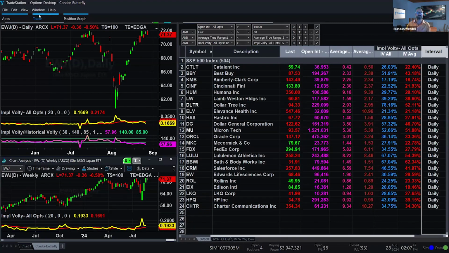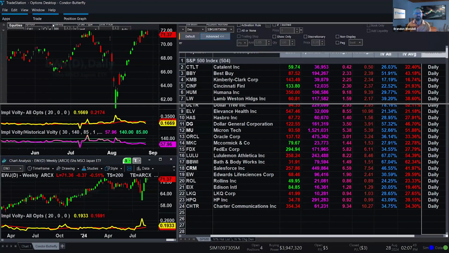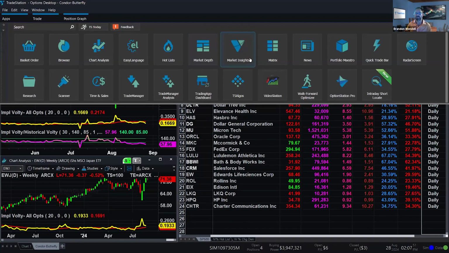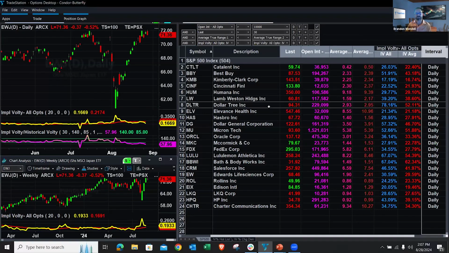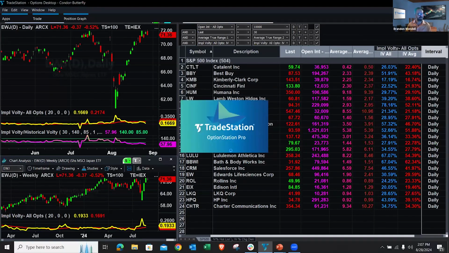It's called Condor-Butterfly, and that's the workspace that we can use to identify some of these opportunities. I'm also going to be using, in the apps, there we go, the OptionStation Pro, which will take just a moment to load up. And then hopefully my taskbar will disappear again and give us the full screen. Even if it doesn't, we're still okay.